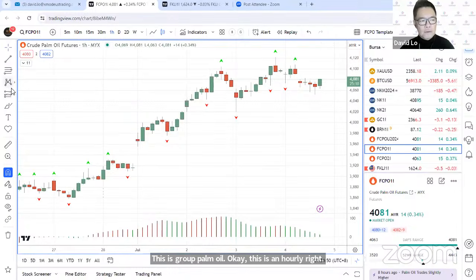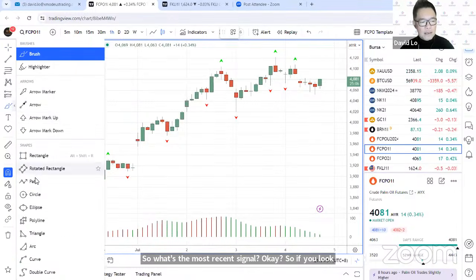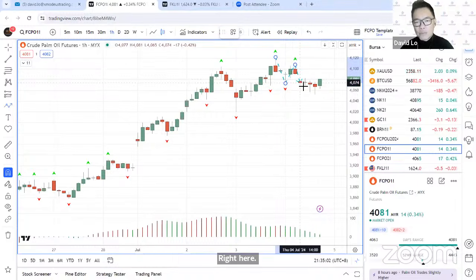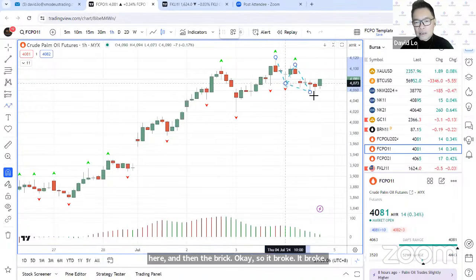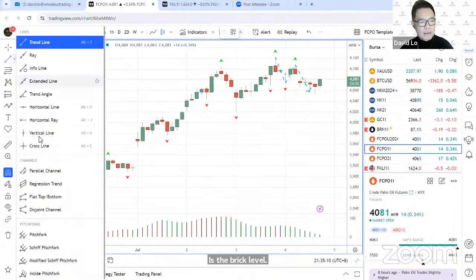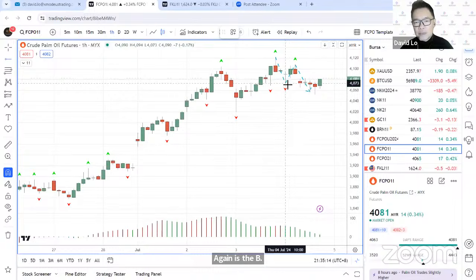If you look at this, let me draw it so that it's easier for you to see. Where's the ABC? It's right here, right here, right here, and then the break. So it broke. This is the break level. This is the B. Let me draw it for you horizontally.